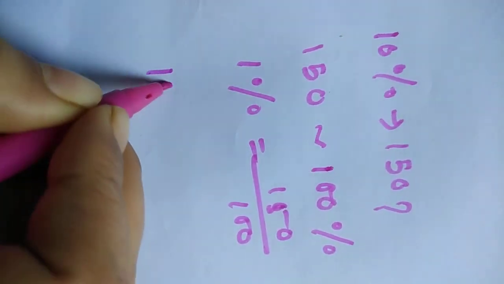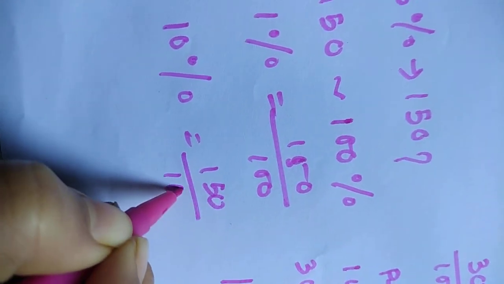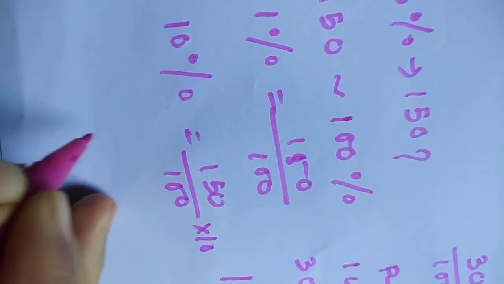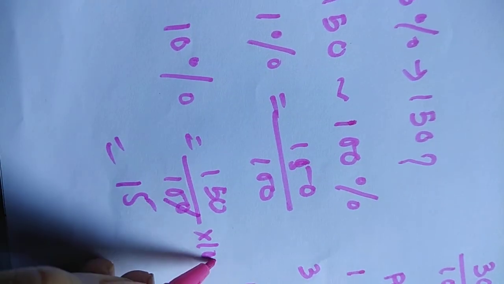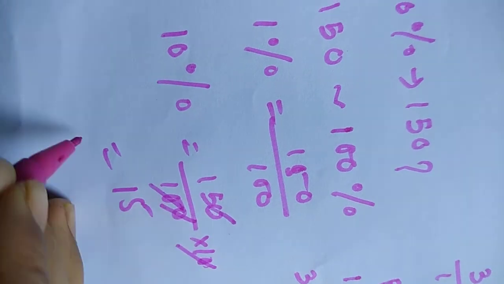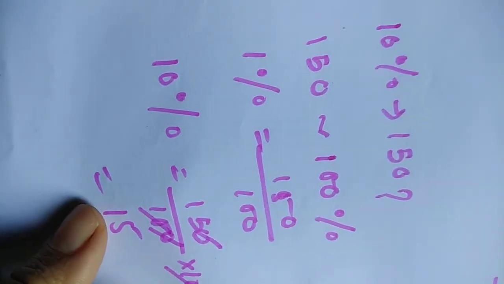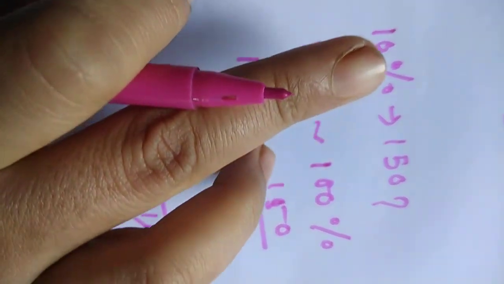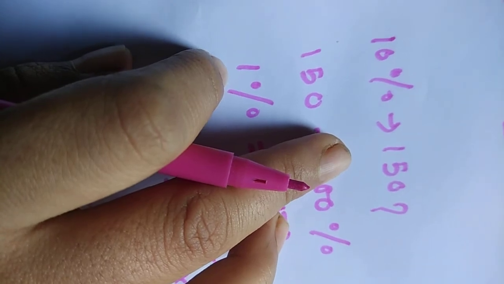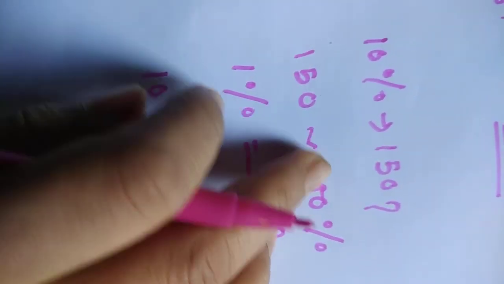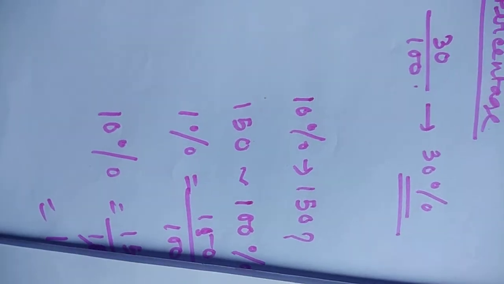So how much will be 10%? 10% will be 150 divided by 100 into 10. We all know how to calculate this. This is basically 15. This 0 will cancel out and we will get 15. So 10% of 150 is 15. This 10% is basically a fractional value of 150. Okay. Now let us do some problems so we can understand the topic better.